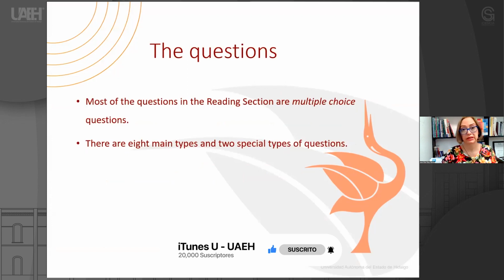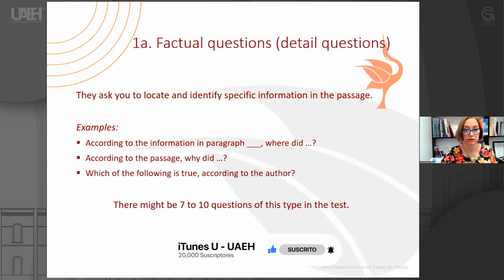Most of the questions in the reading section are multiple choice questions. There are 8 main types and 2 special types of questions. The first type is factual questions or detailed questions. They ask you to locate and identify specific information in the passage. Some examples are, according to the information in paragraph A, where did? According to the passage, why did? Which of the following is true according to the author? There might be 7 to 10 questions of this type in the test.